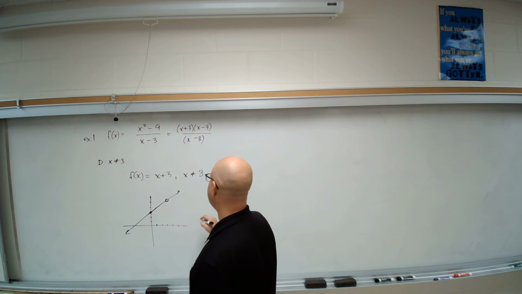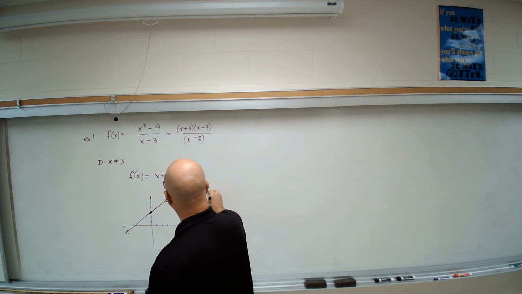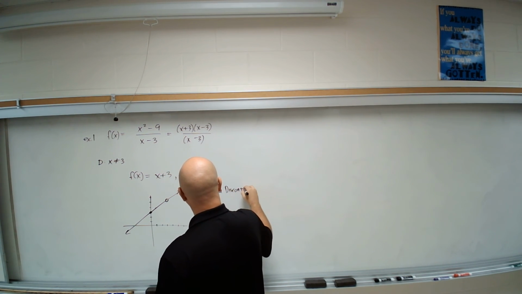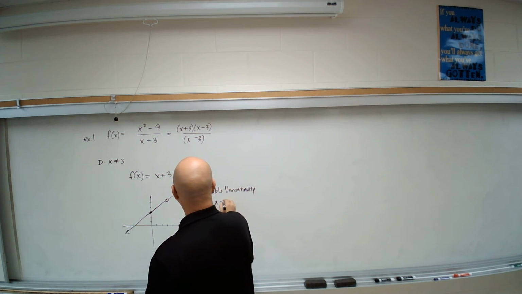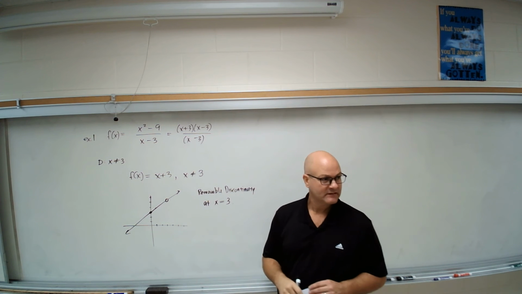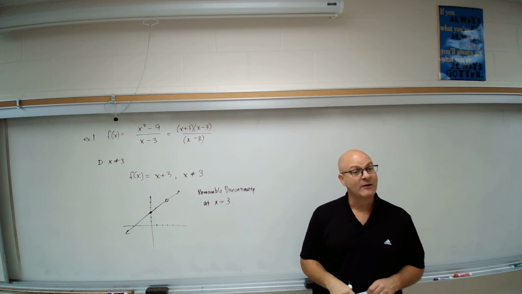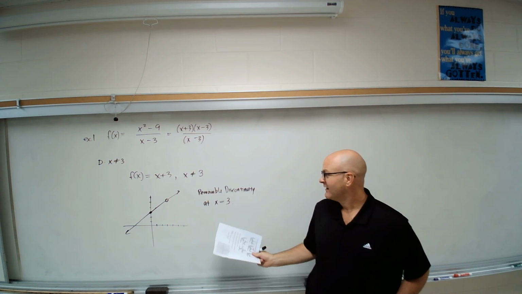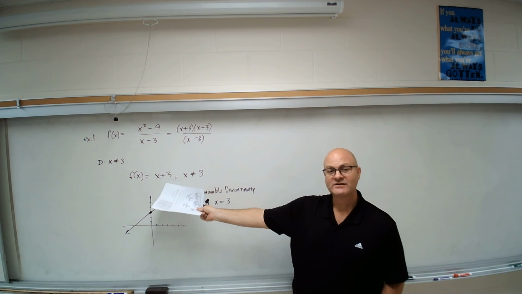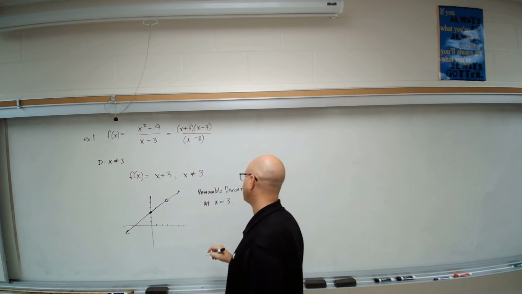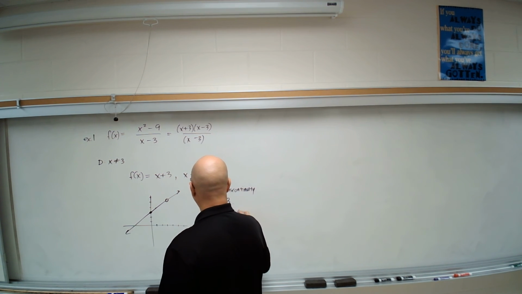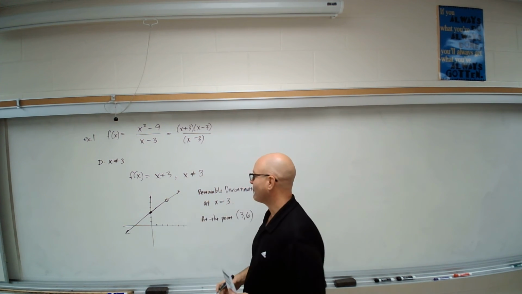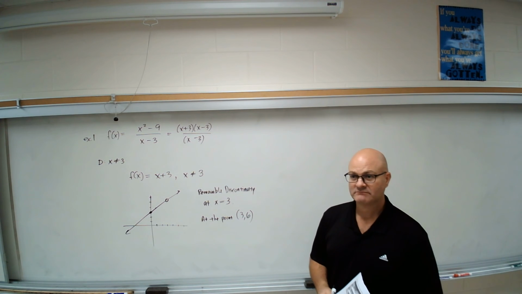So this would be a removable discontinuity at x equals 3. Now, if you needed to figure out what that exact point was, could you just plug 3 back into this equation? Yes. The line, so it's at the point 3, 6 is where that removable discontinuity is at.